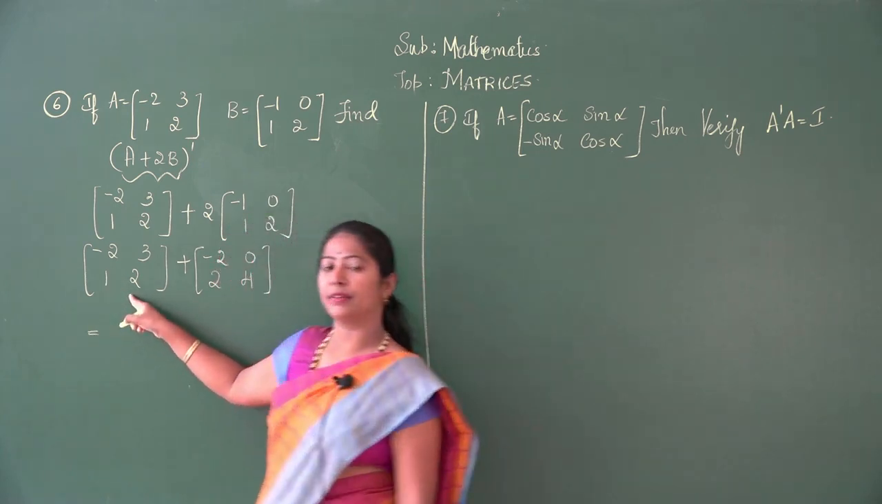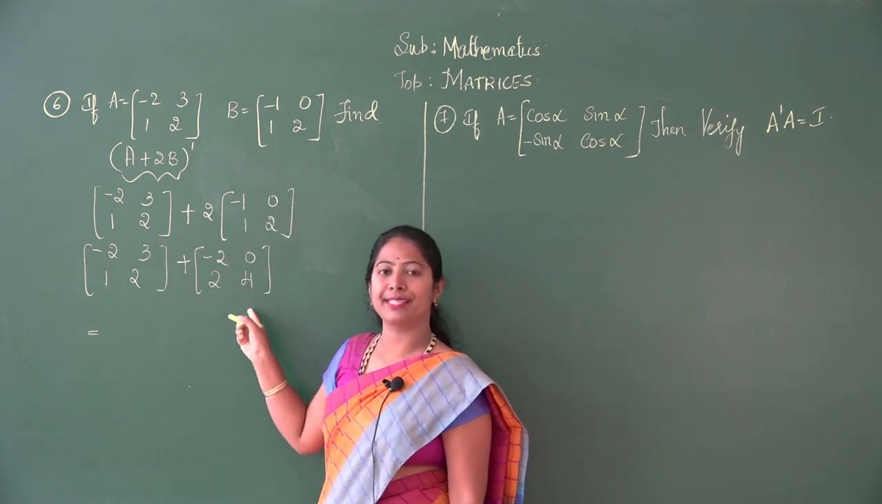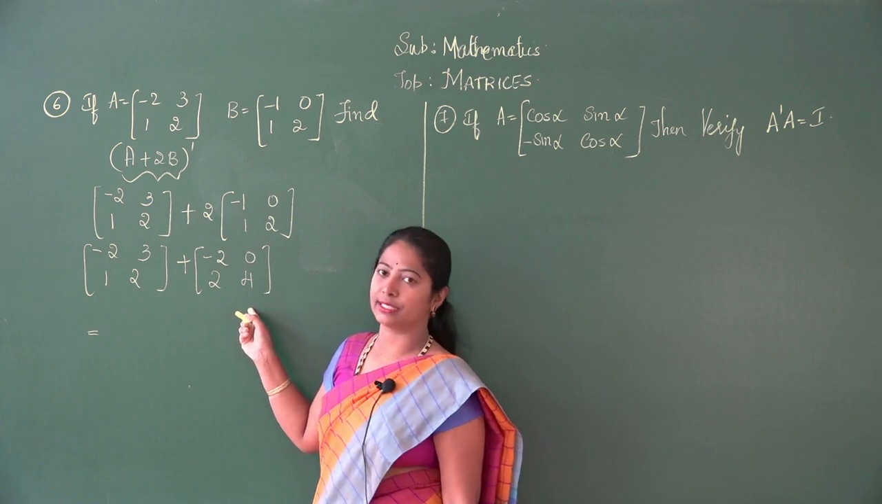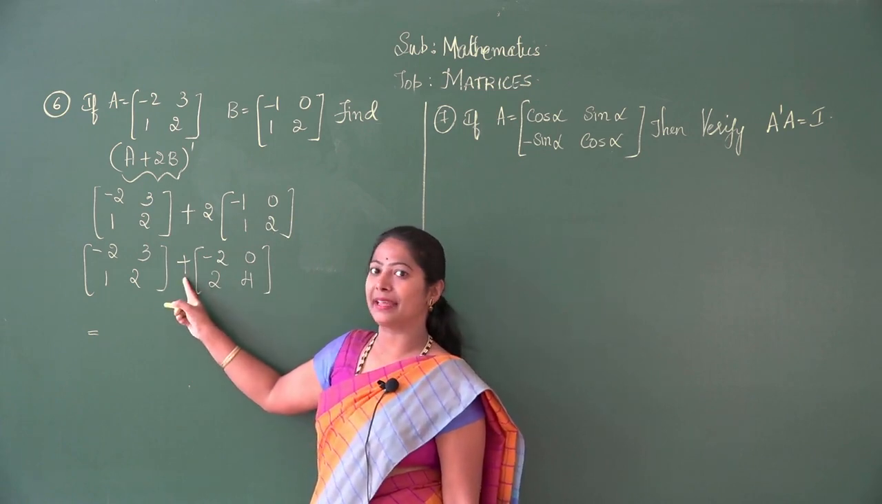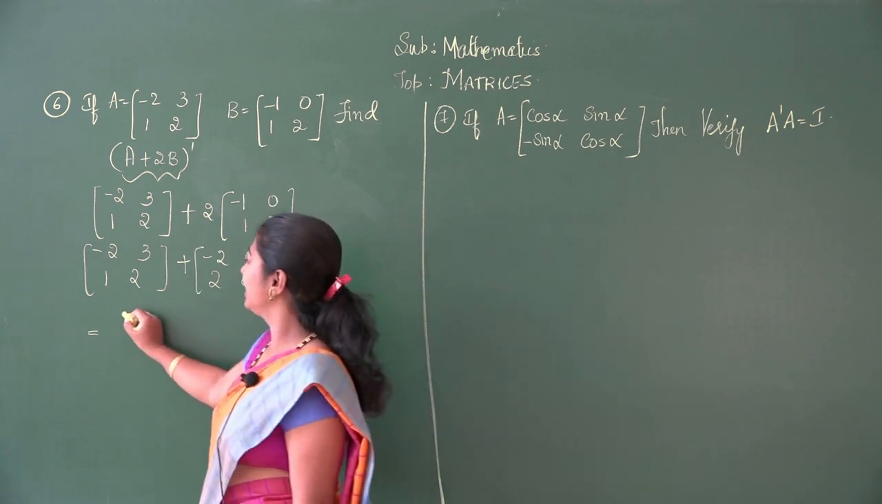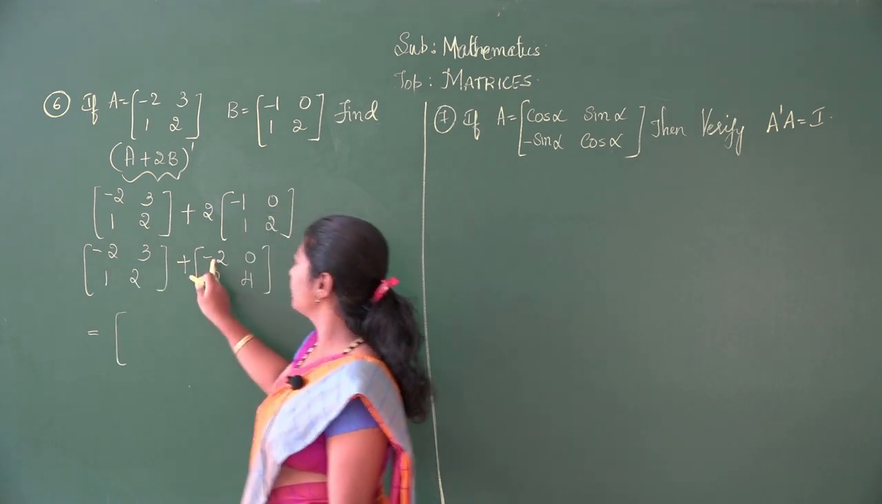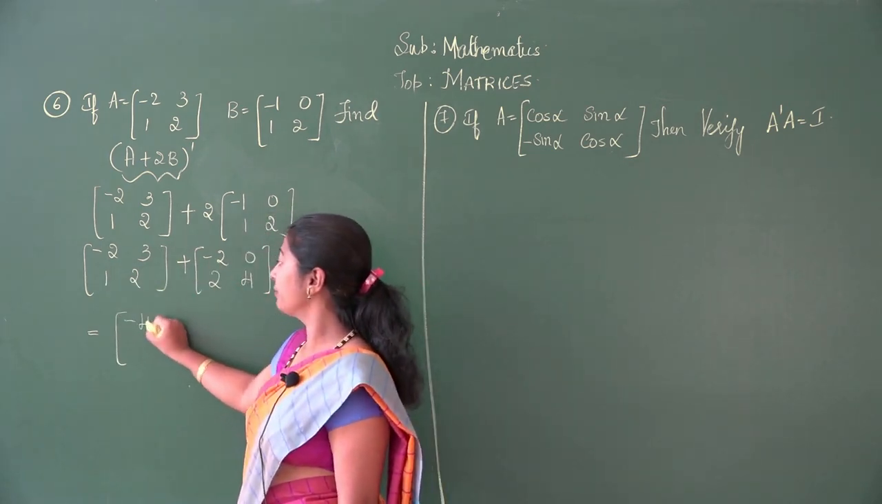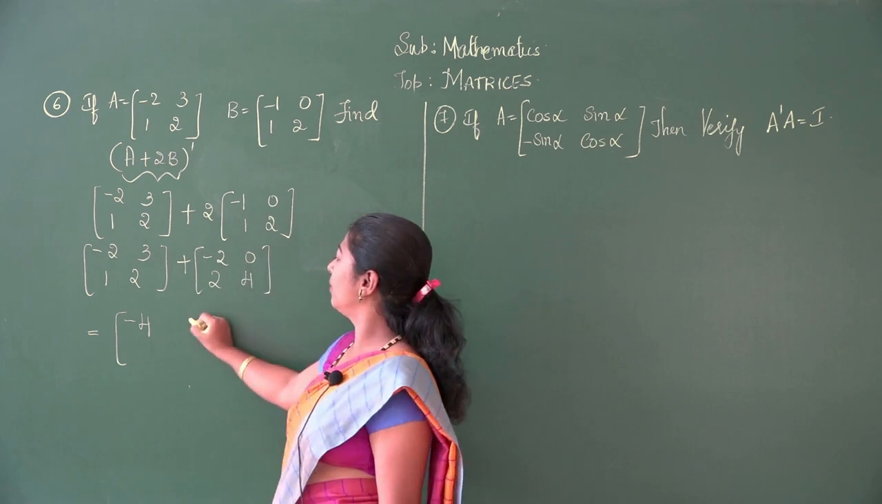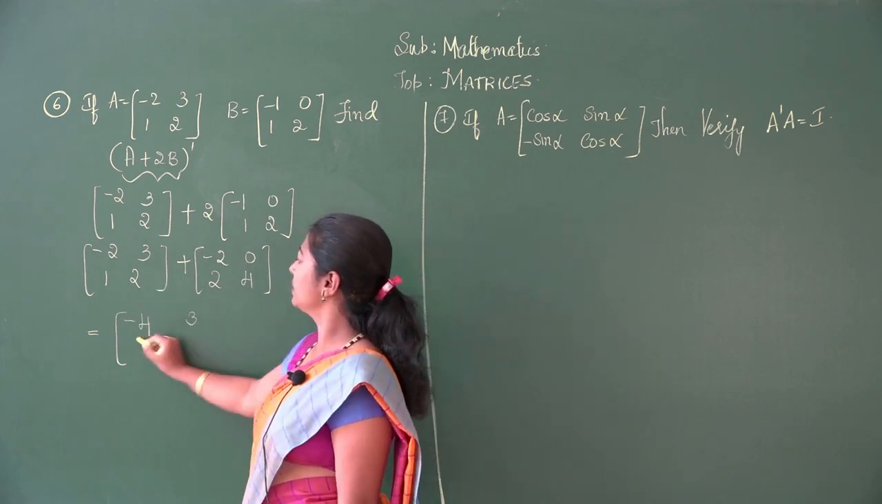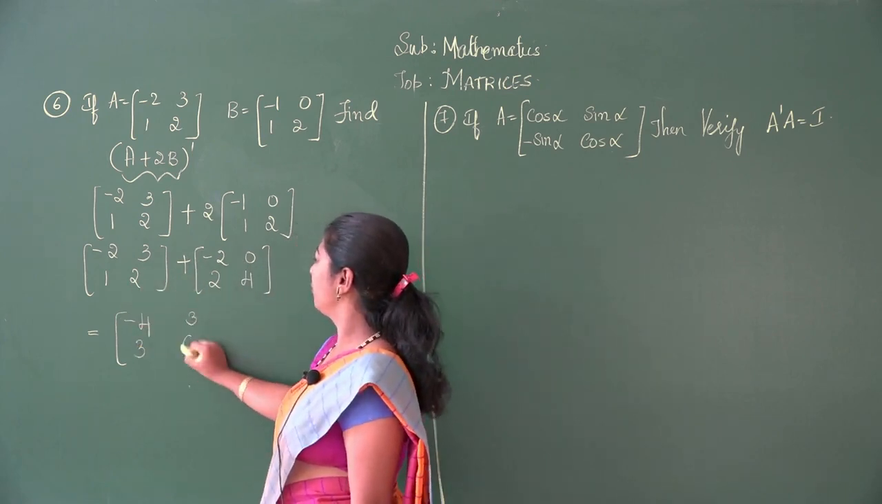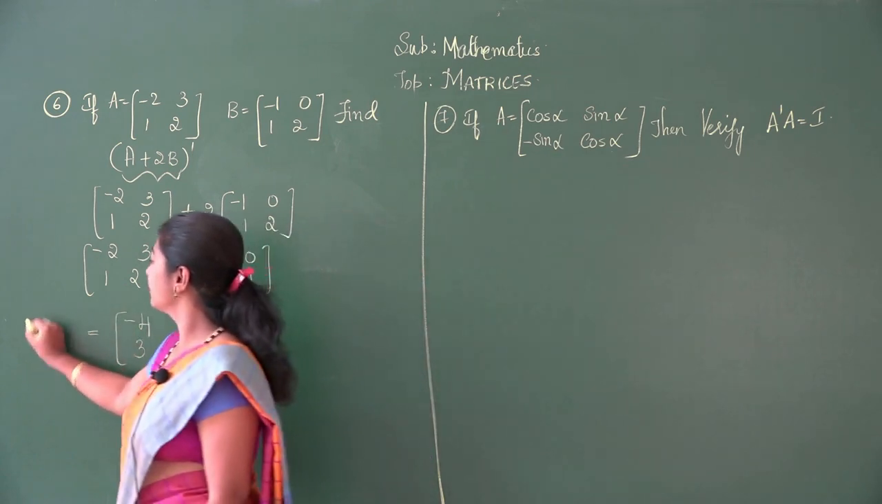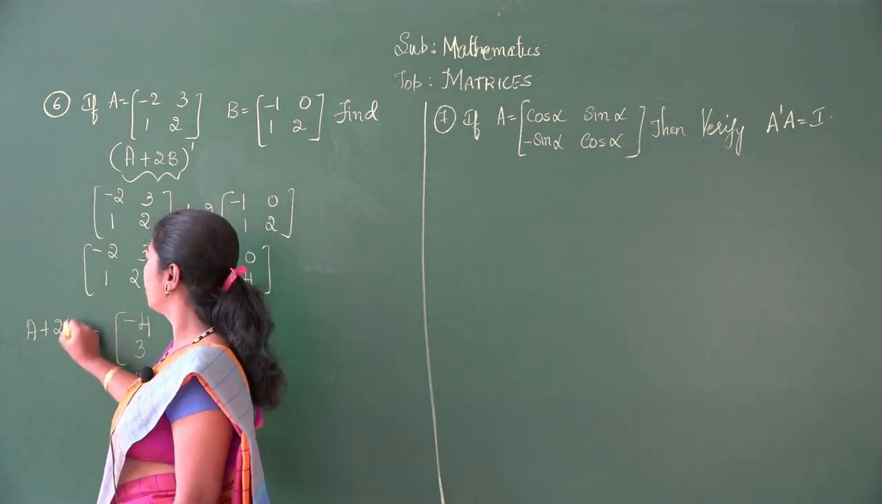The order of the first matrix is 2 cross 2, the order of the second matrix is 2 cross 2. The orders are the same, so corresponding elements can be added, and it can be written as minus 2, minus 4, 3 plus 0, 3, 1 plus 2, 3, 2 plus 4, 6. This is the answer of A plus 2B.